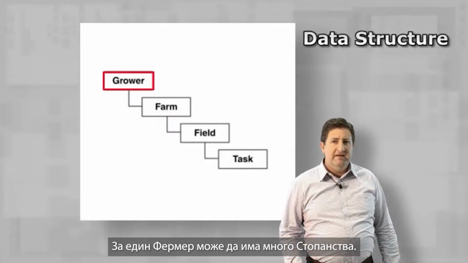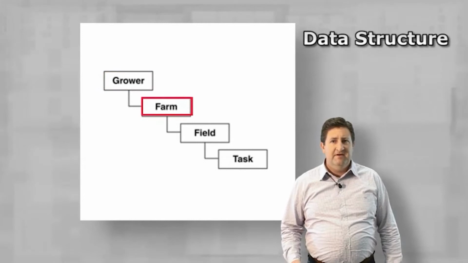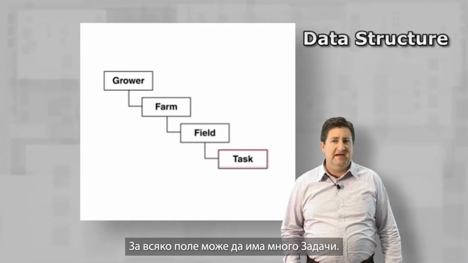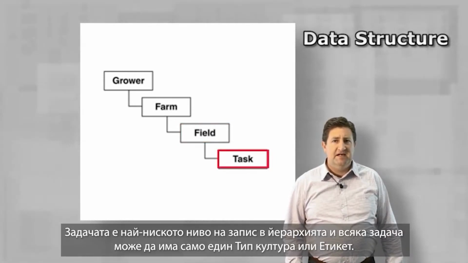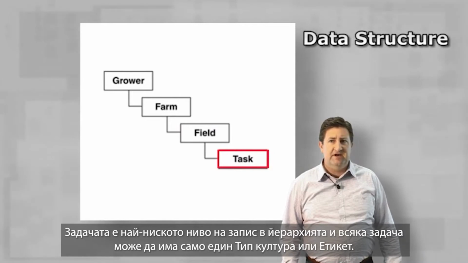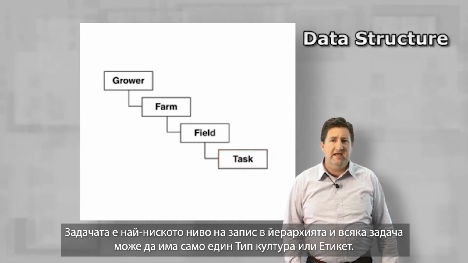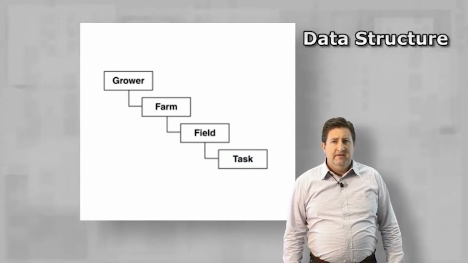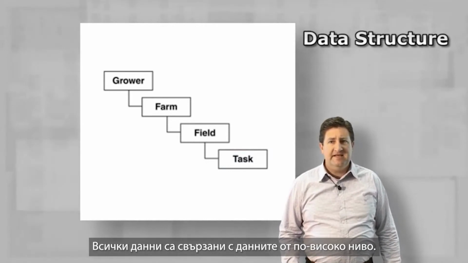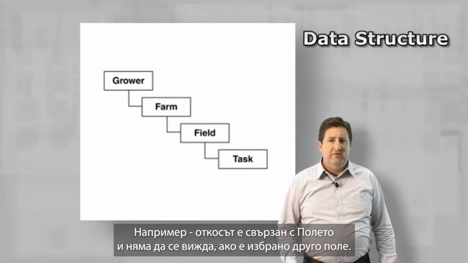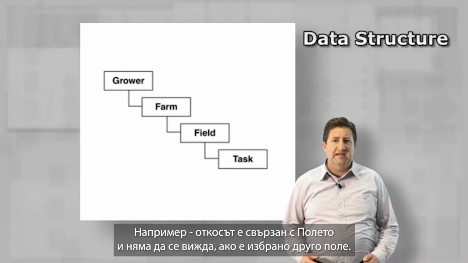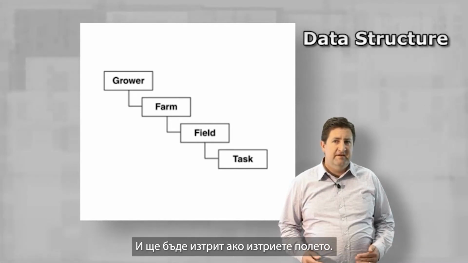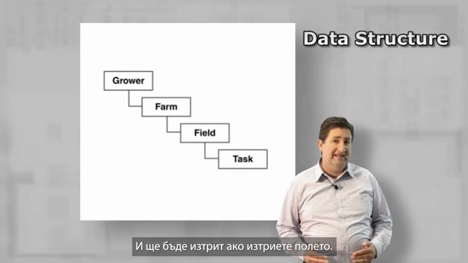For each grower, there can be many farms. For each farm, there can be many fields. And for each field, there can be many tasks. A task is the lowest level in which data is stored in this hierarchy, and each task can only have one crop type and one tag assigned to it. This data is linked to the next higher data type. For example, a swath is linked to a field and will not be visible when another field is selected, and will also be deleted when I delete this field.